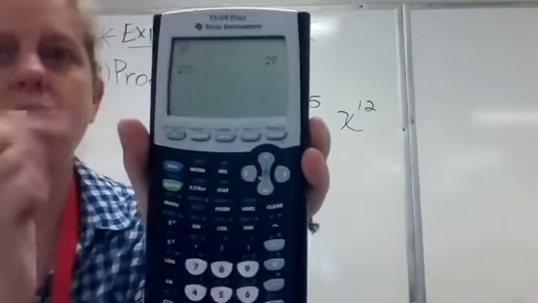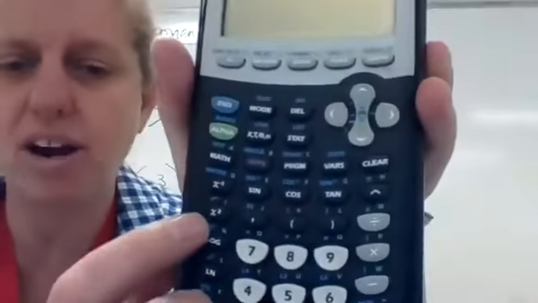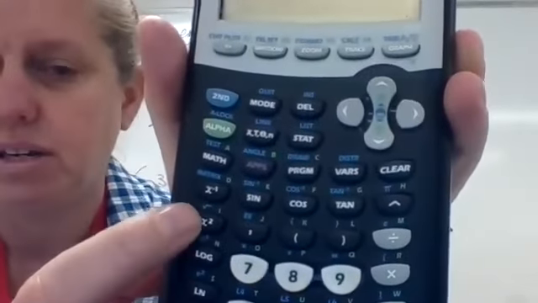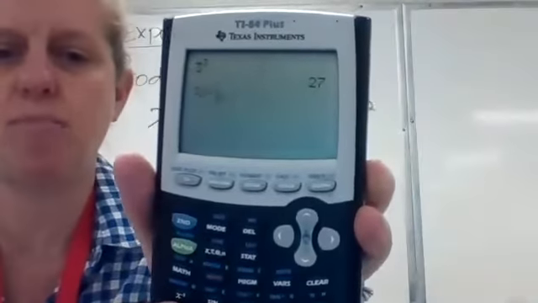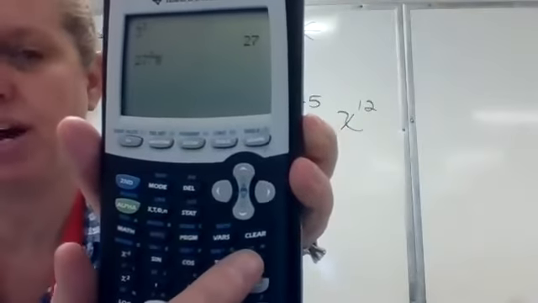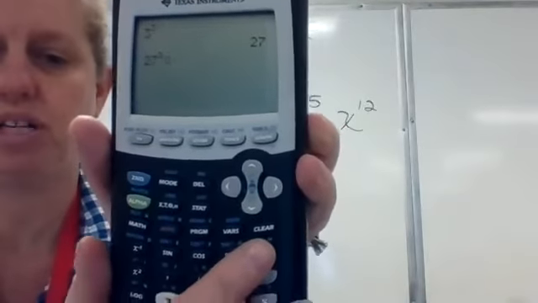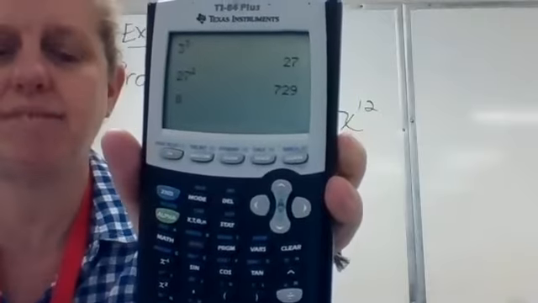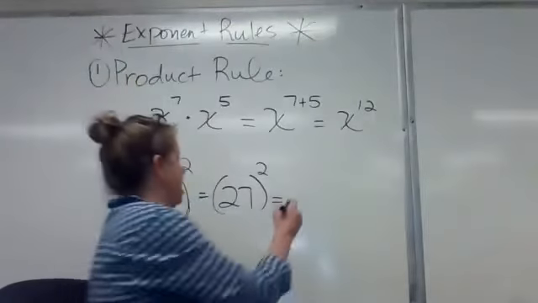Or if your exponent is a 2, x squared has its own button. This button right here will just square the number for you. Okay, all the other exponents, you got to use the arrow. And you can use the arrow for the 2 also, but you can just use that if you want. So 27 squared gives me 729.